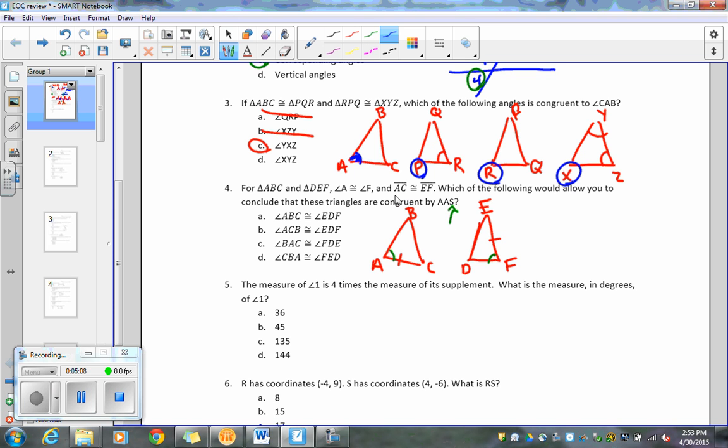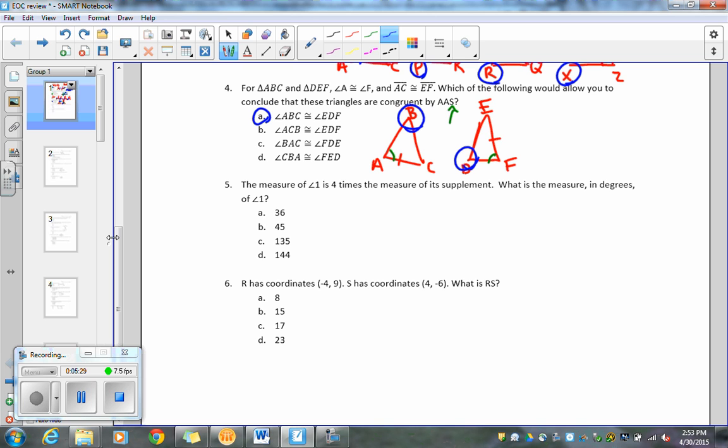So looking at our triangle ABC, if I did C, that would be in between. That would be side, angle, or I'm sorry, angle, side, angle. That's a no-no. We don't do that. So it's going to have to be angle B, and here it'd be angle D. So angle B looks like it'd be ABC and then ED. The answer is A. All right, moving on.